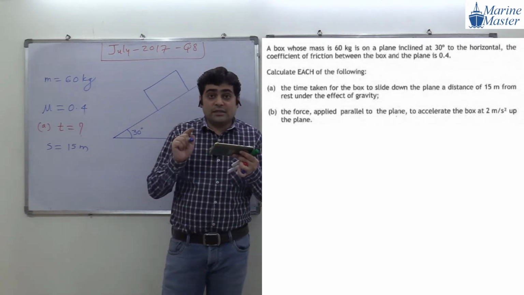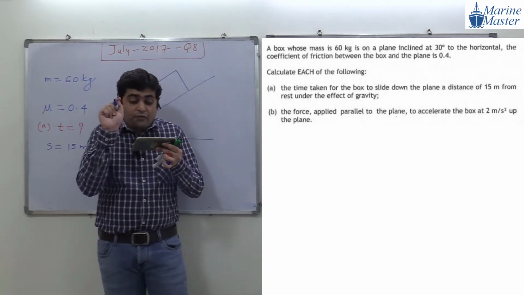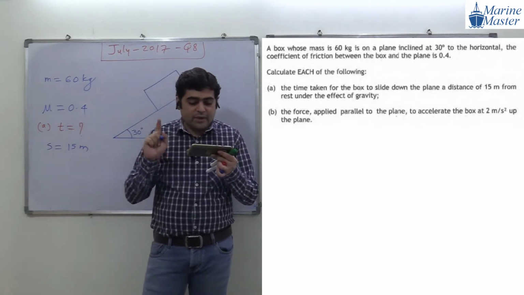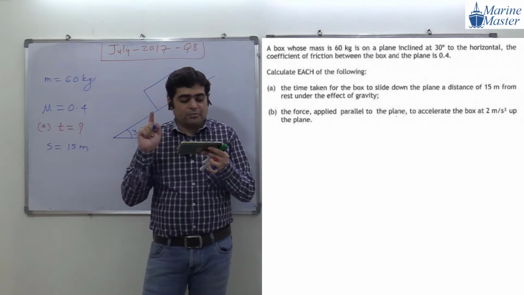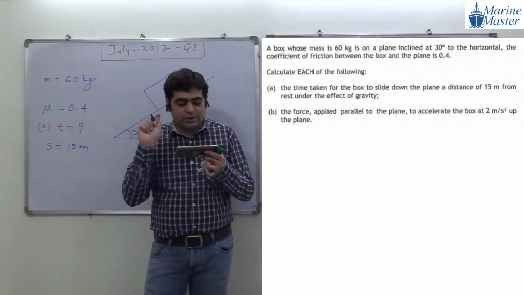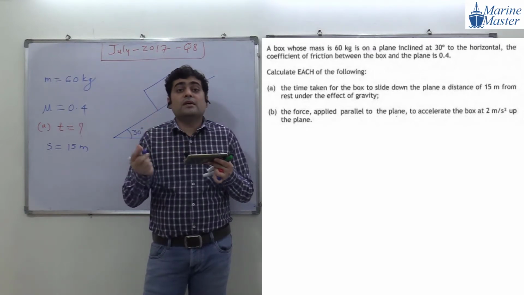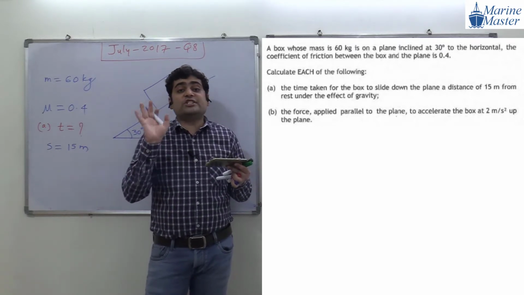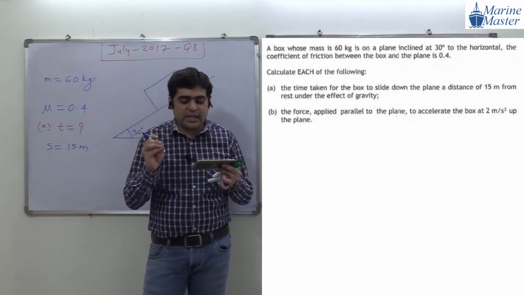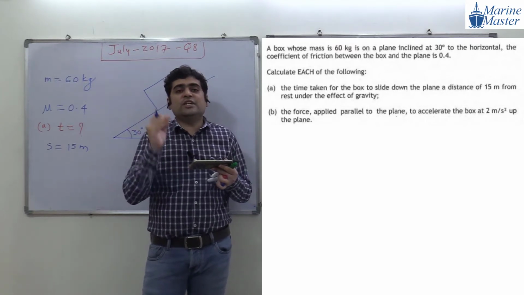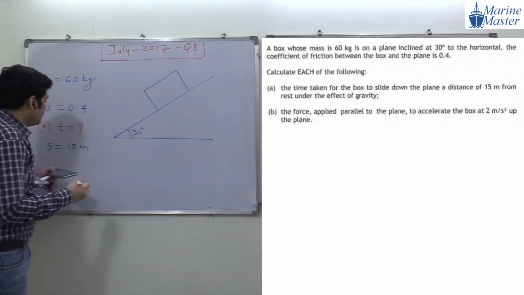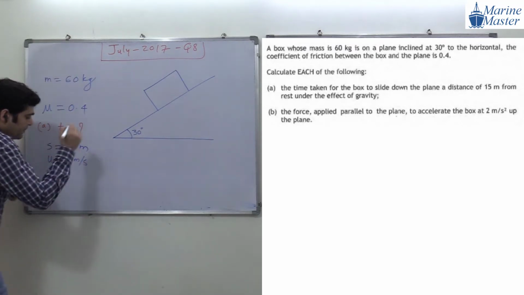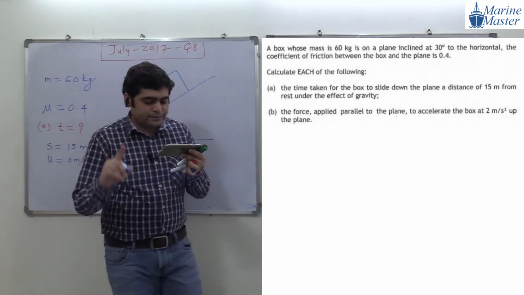From rest, guys, underline that word rest. From rest under the effect of gravity. So what is meant by from rest? Starting from rest means it is initially stationary. When they say from rest, the initial velocity U will be 0 meter per second.